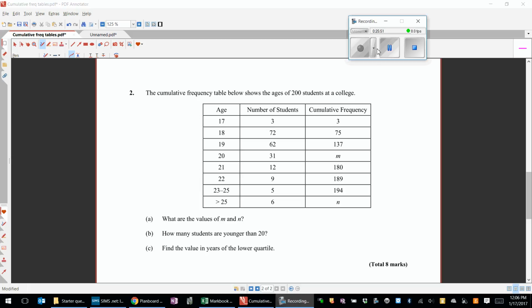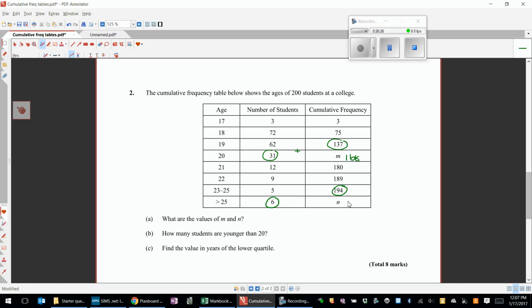Okay, let's have a quick look at question 2, because I did say part C you can go through on your calculator. It's actually very easy not to, but let's work it through. It's about interpreting cumulative frequency. So, what are the values of M and N? Because you did 137 plus the 31 gives you 168. And then N, you'll have to do 194 plus 6 makes 200.